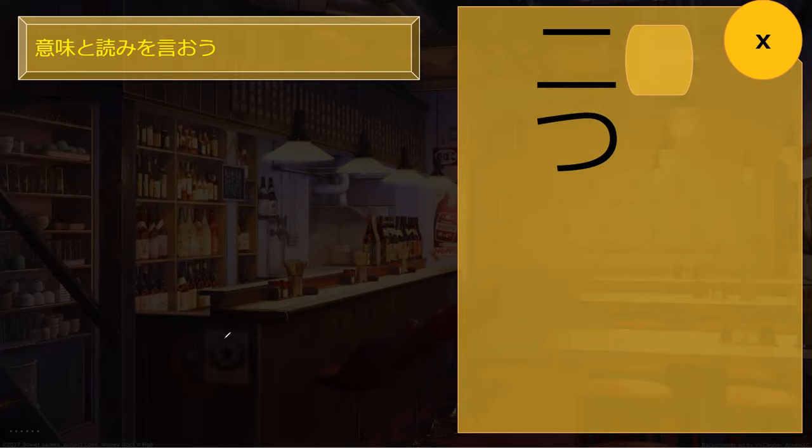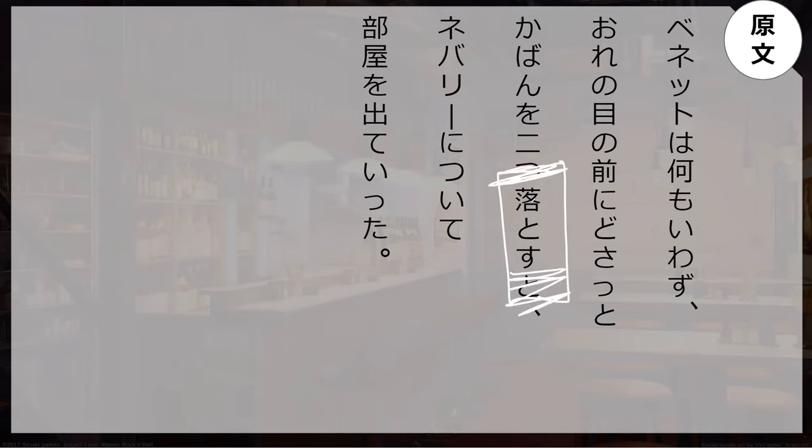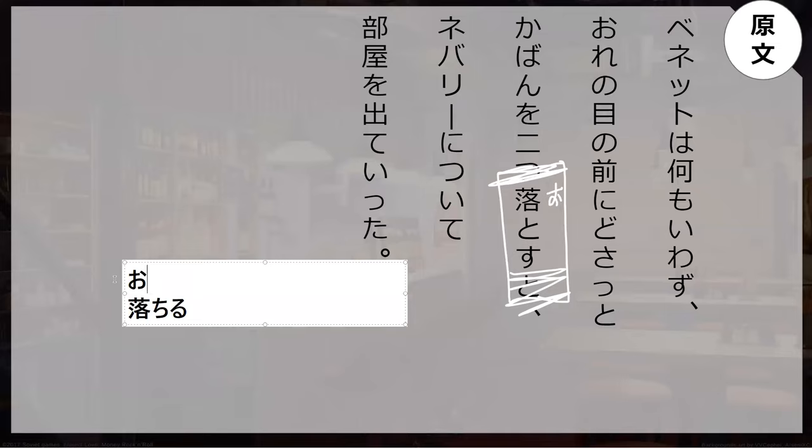This is futatsu, two items, two pieces, two things. Perfect. And do you know how to read this verb? Ochi, fall down, right? Yep. Ochito, so ochiru, ochi, ochitotsu. Ochiru has chi after the kanji. So the kanji is o. Ochiru is to fall. Like, ah!